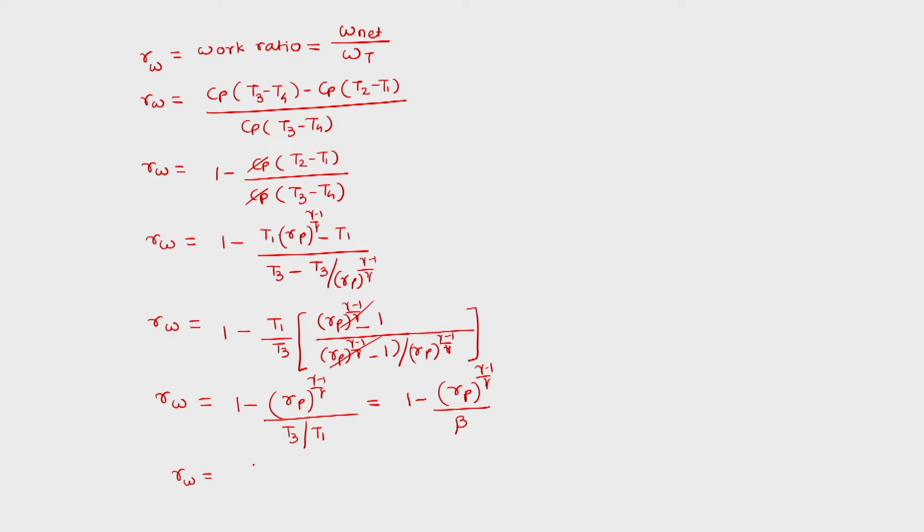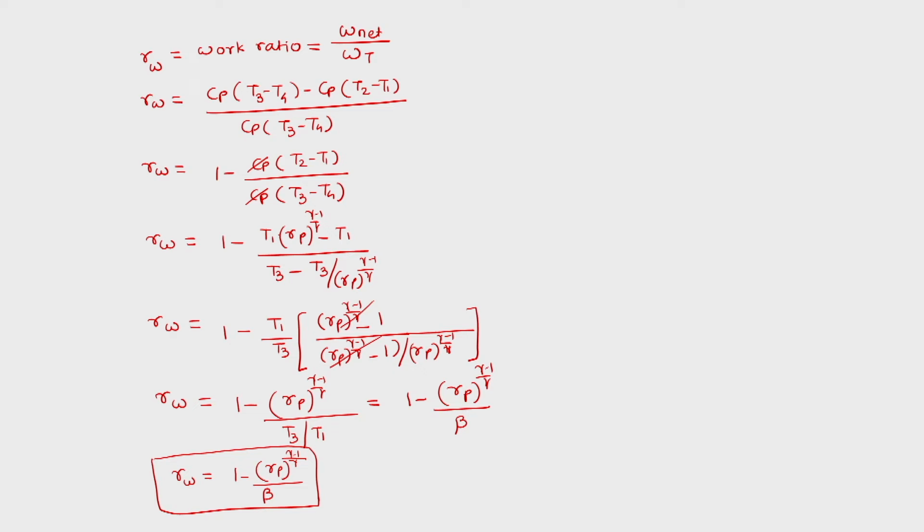So if we know the pressure ratio or operating pressure ratio for the cycle, which is the Brayton cycle, and if we know T max upon T min for the Brayton cycle, which is beta, the temperature ratio for the maximum and minimum, we can find out the work ratio for the Brayton cycle. Now what is the impact?